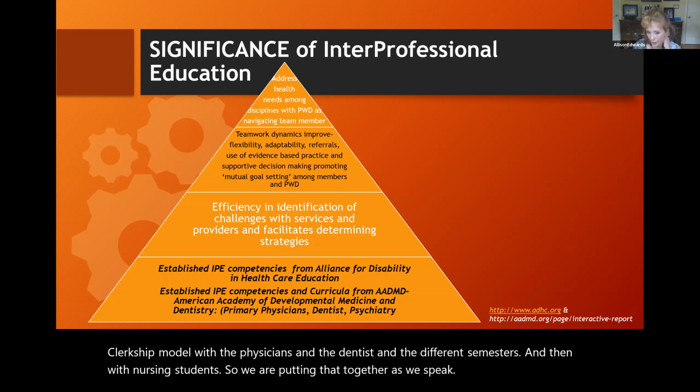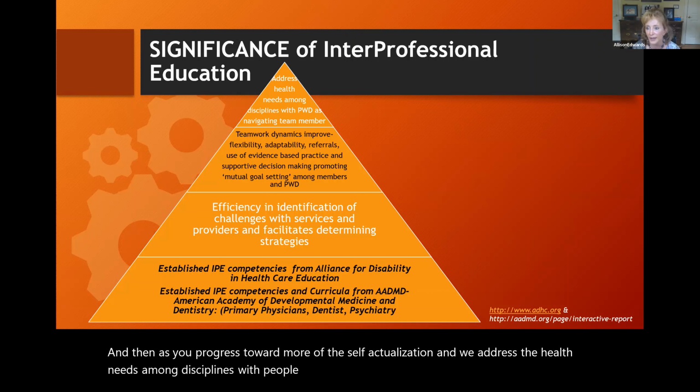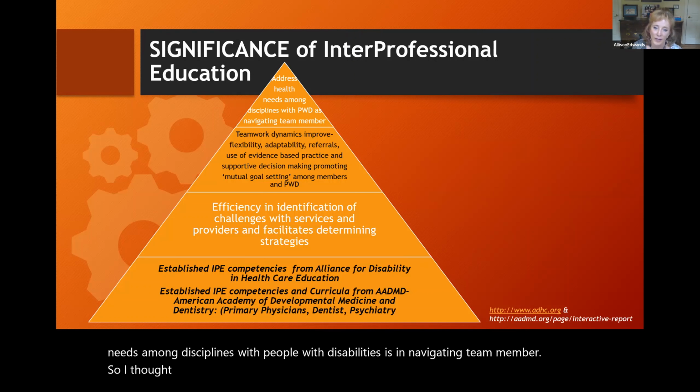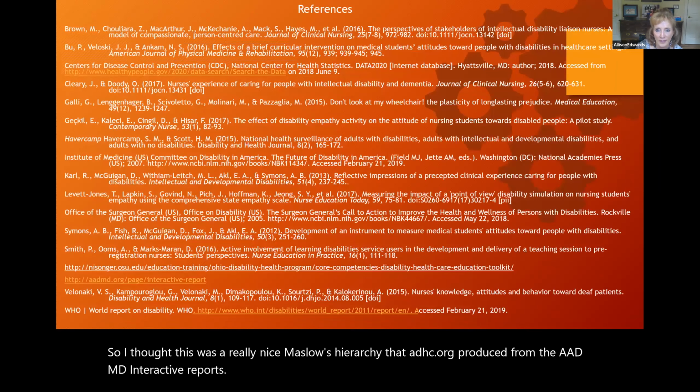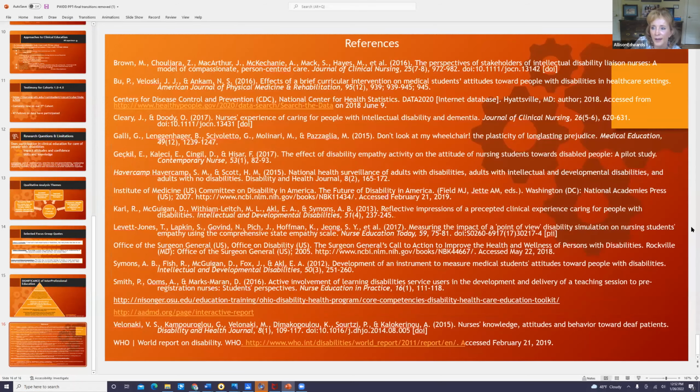And then as you progress toward more of the self-actualization, we address the health needs among disciplines with people with disabilities as a navigating team member. So I thought this was a really nice Maslow's hierarchy that ADHC produced from the AADMD interactive reports. And those are my references. Let me get out of the screen and stop sharing.